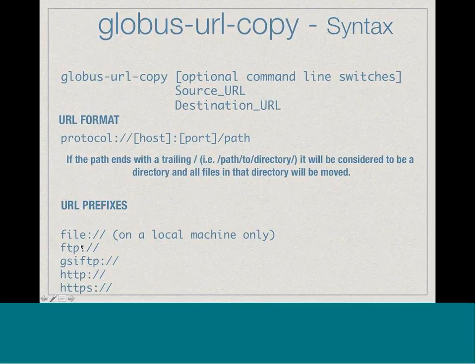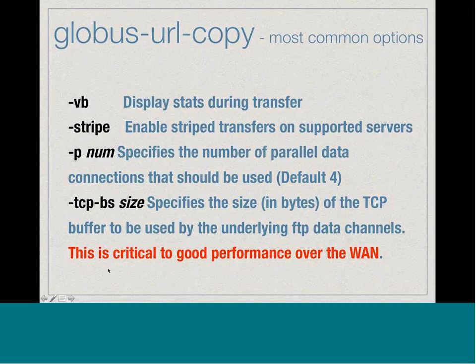Again, there's the protocols. The preferred one at OLCF is GSI FTP. So let me talk a little bit about those options. The first useful one, if you're just starting out, is the verbose option, -vb. That will show you what the transfer is doing. It will tell you a lot of information. This is good. Sometimes it takes a few tries to get the format right, and this will tell you how you've gone astray.